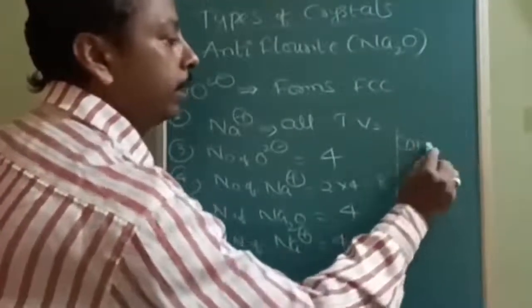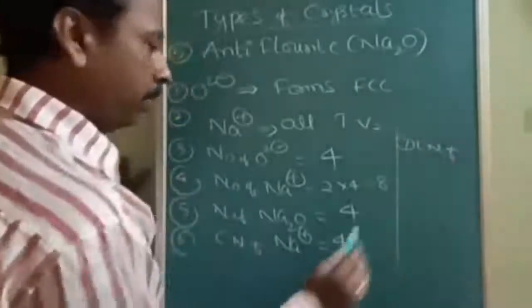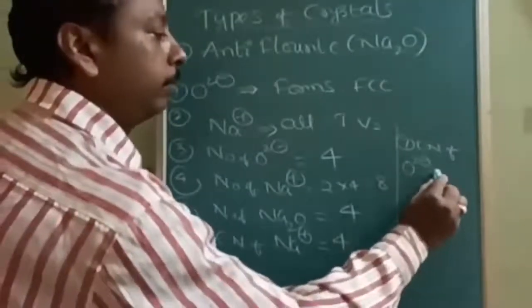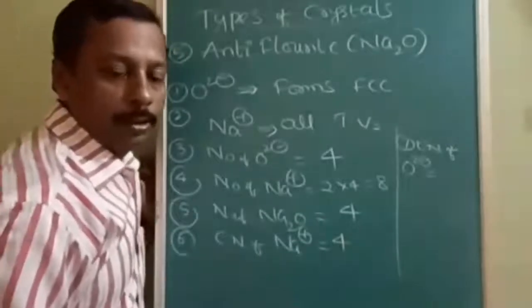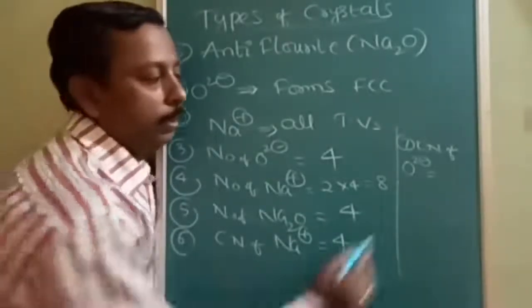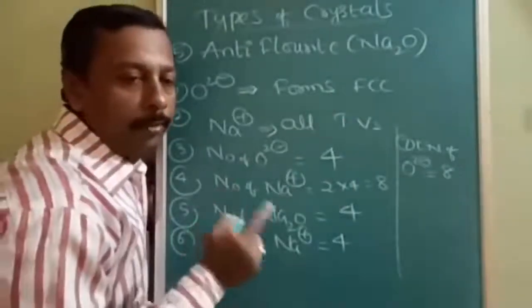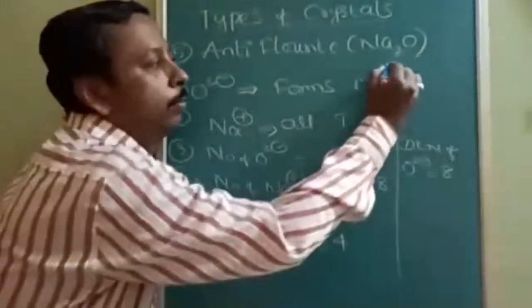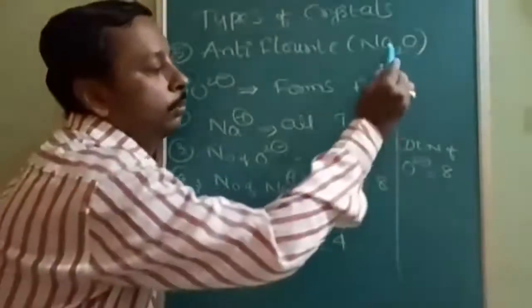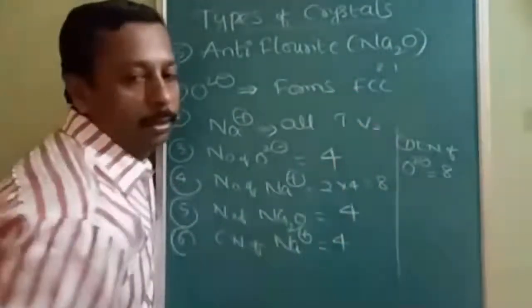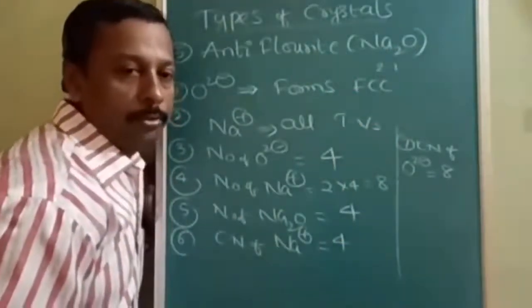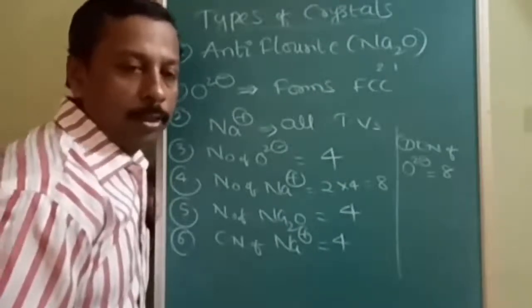Seventh point I am writing here: coordination number of oxygen. How much is it? 8, because it is 2:1. Previously it was 1:2, but here it is 2:1, so its neighbors will be double. Is it understood?